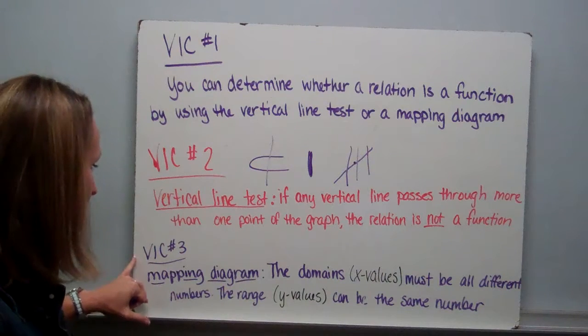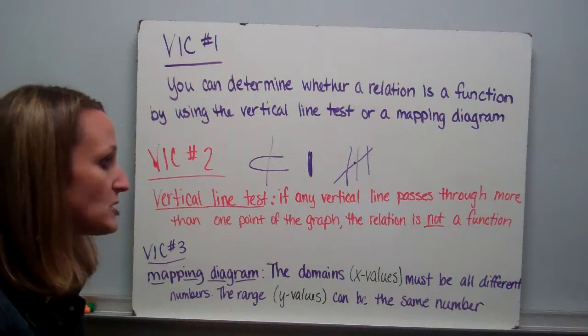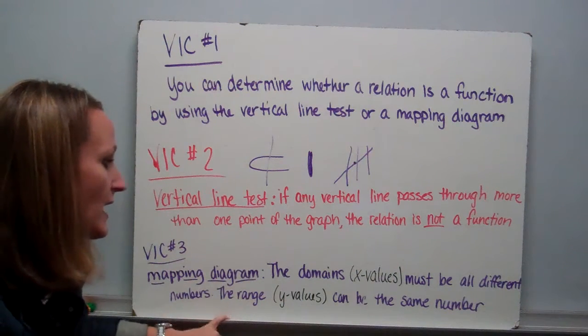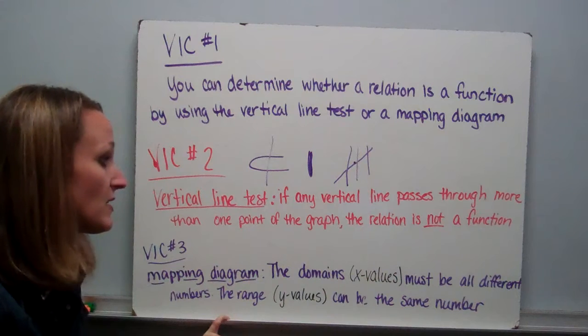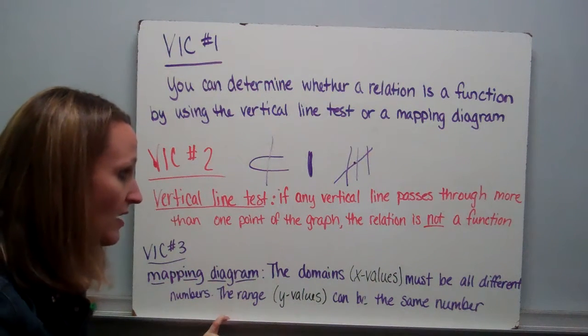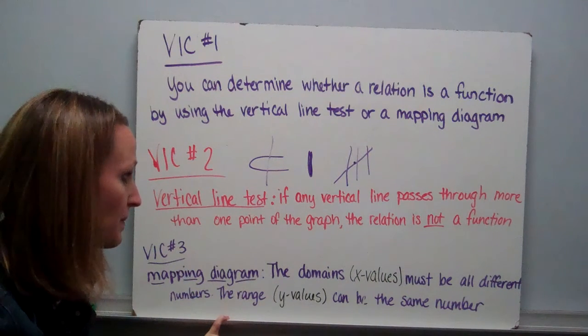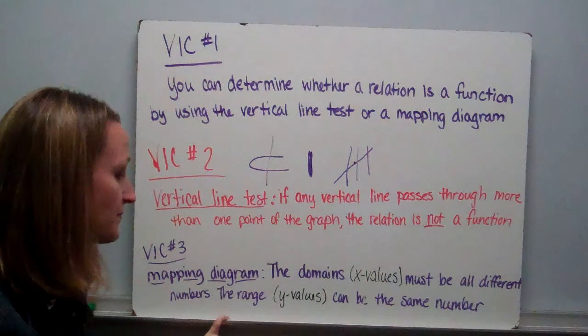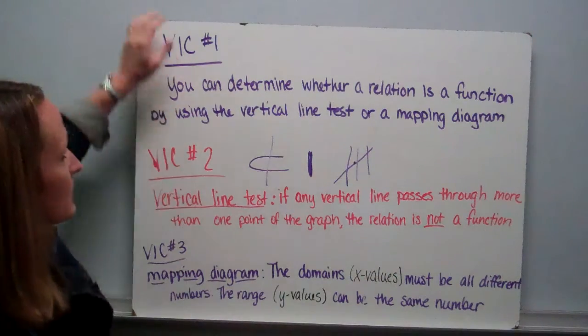Very important concept 3, the mapping diagram. The domains, x values, must all be different numbers. The range, though, the y values, can be the same number. So what this says is that every x value must have exactly one y. But the y values can repeat. So we will look at what that means in just a minute.